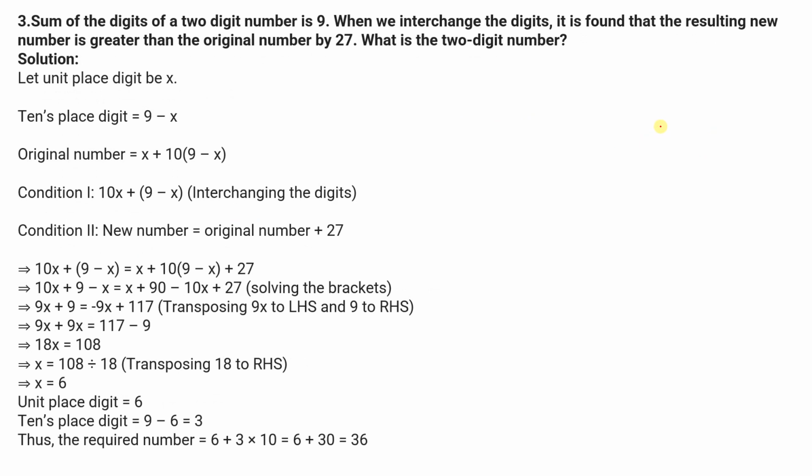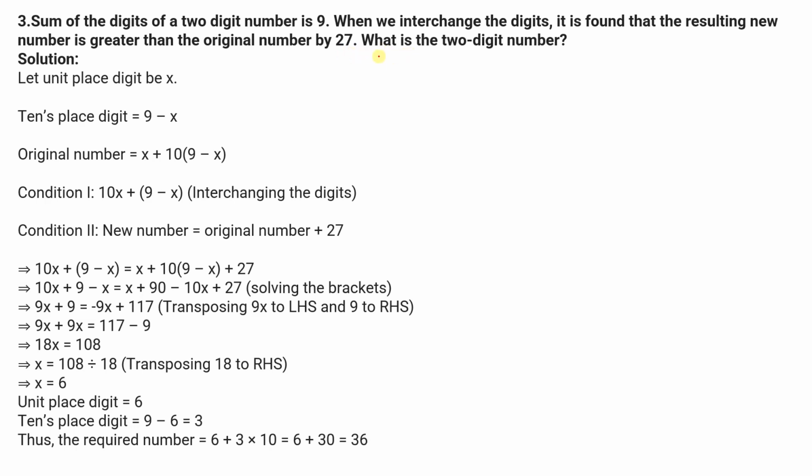Next, the sum of the digits of a two-digit number is 9. When we interchange the digits, it is found that the resulting new number is greater than the original number by 27. What is the two-digit number?